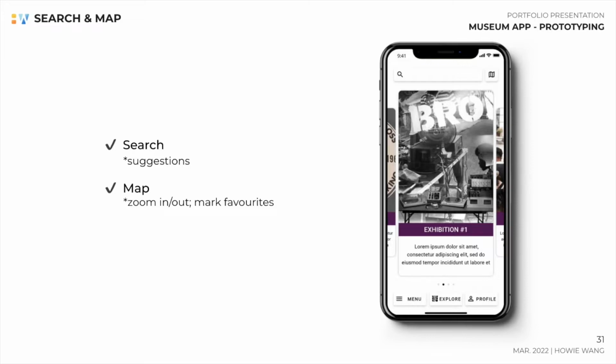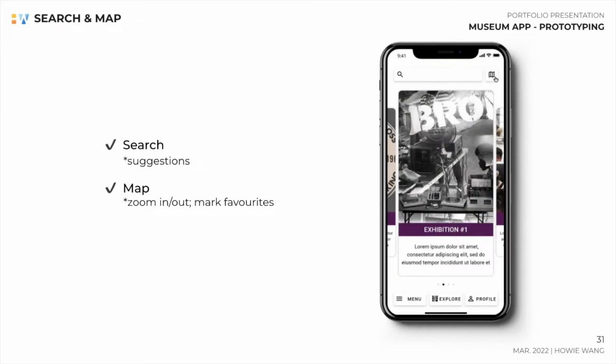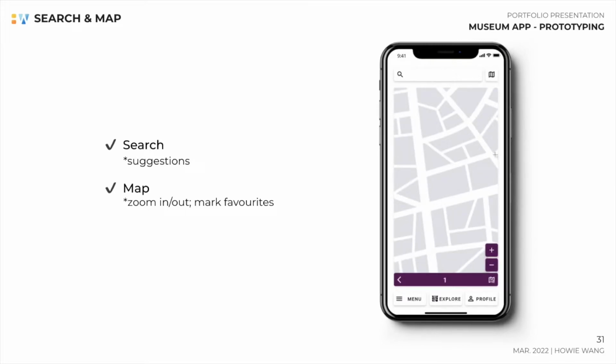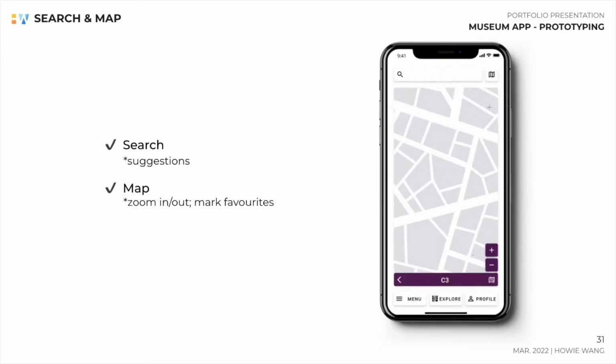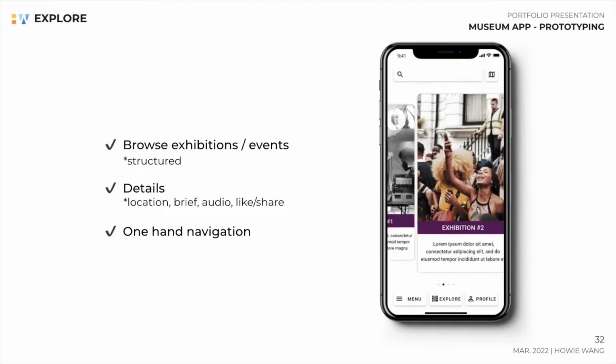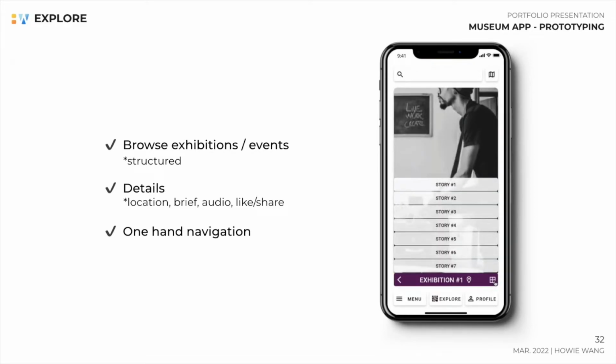Search and map has suggestions, and the map has different floors, zoom in, zoom out. You can see your favorite marks. Okay, explore again to see what the existing one is about. The layout is a grid, and profile.